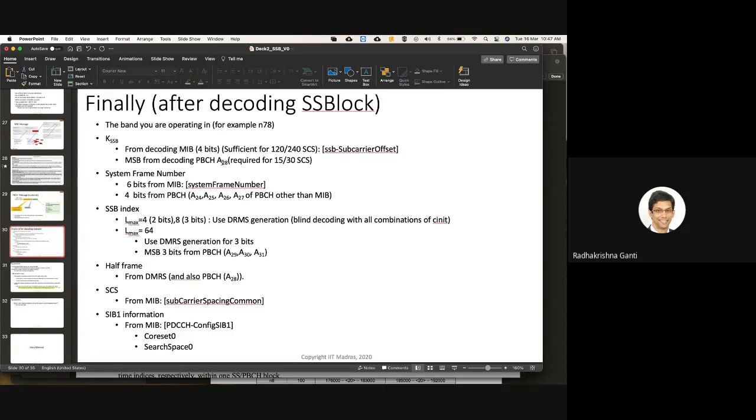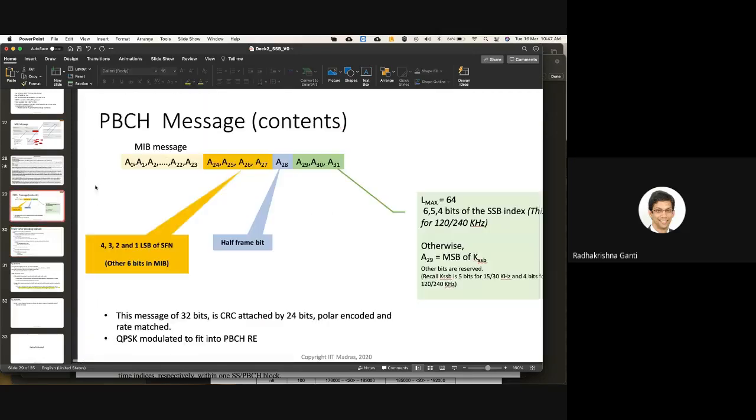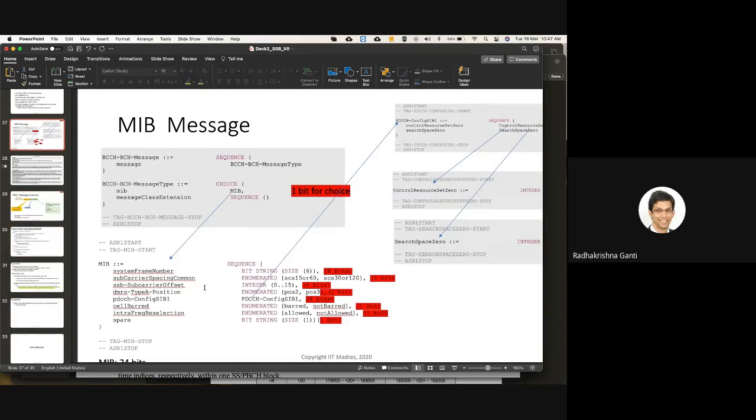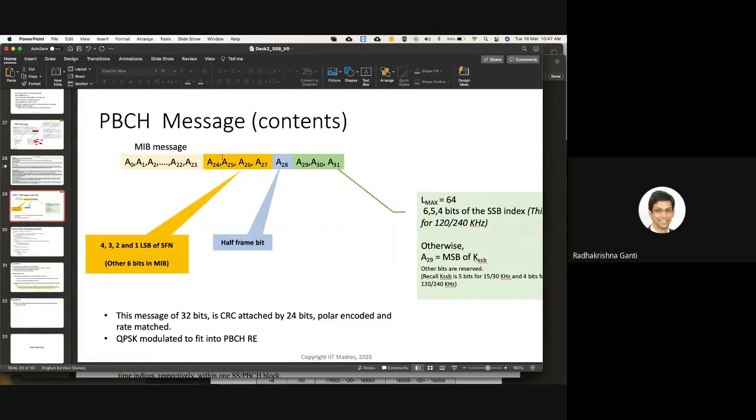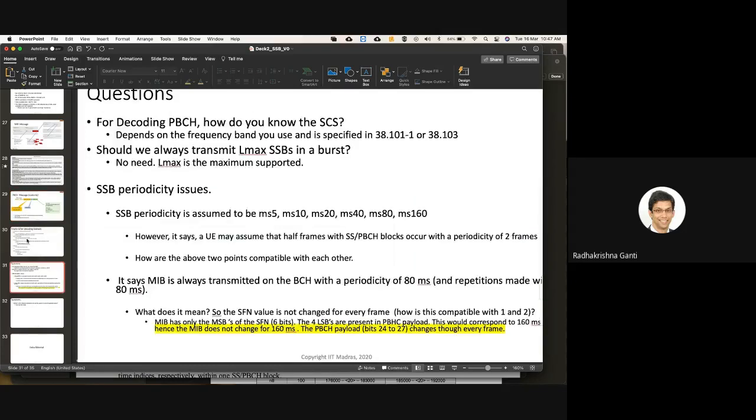And for the sub 6 gigahertz, you will decode a combination of MIB and 828 bits. You get the system frame number, 6 bits from MIB, and 4 bits from PBCH. The 6 bits are coming from here in the MIB, and the other 4 bits are coming from this PBCH.